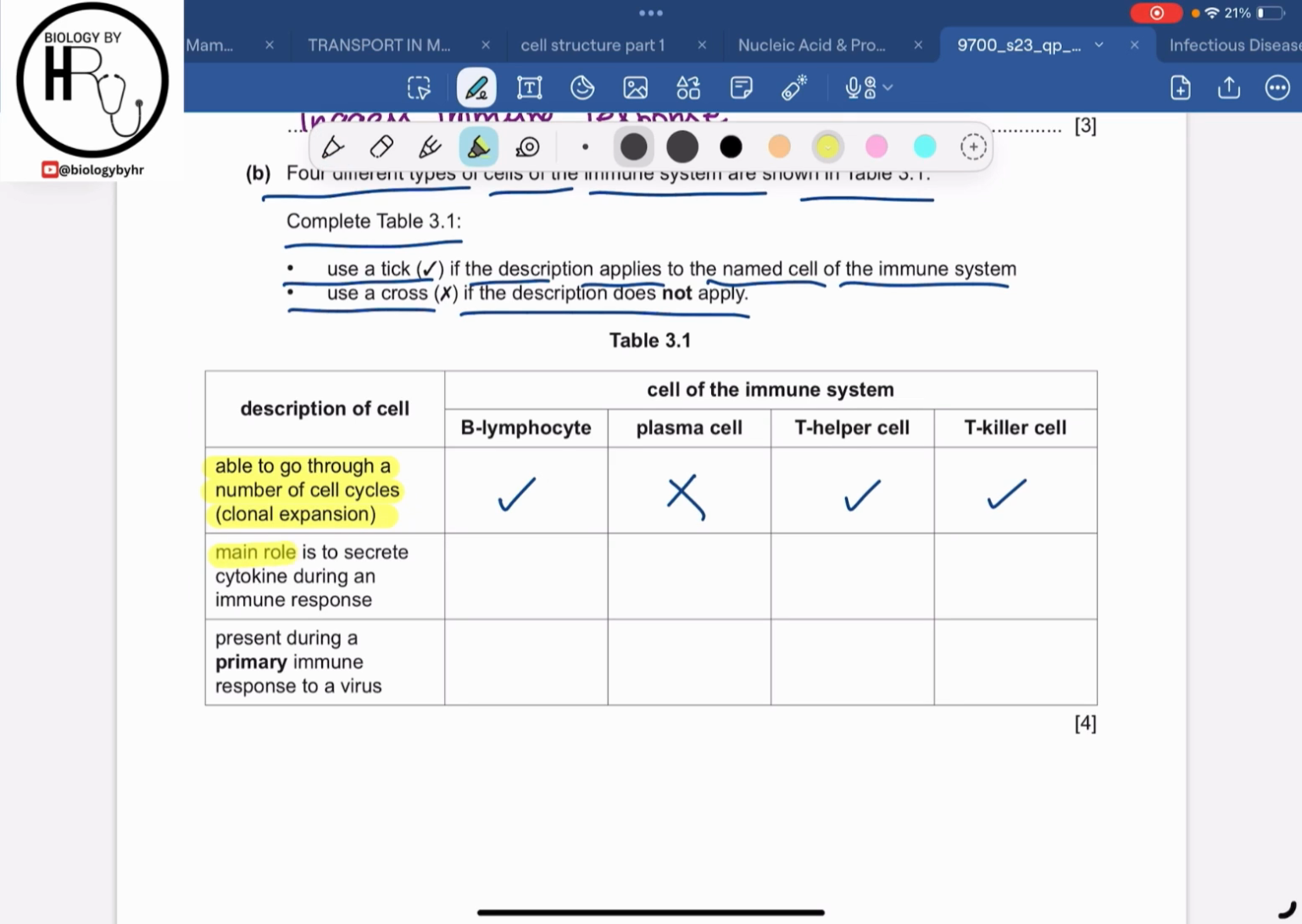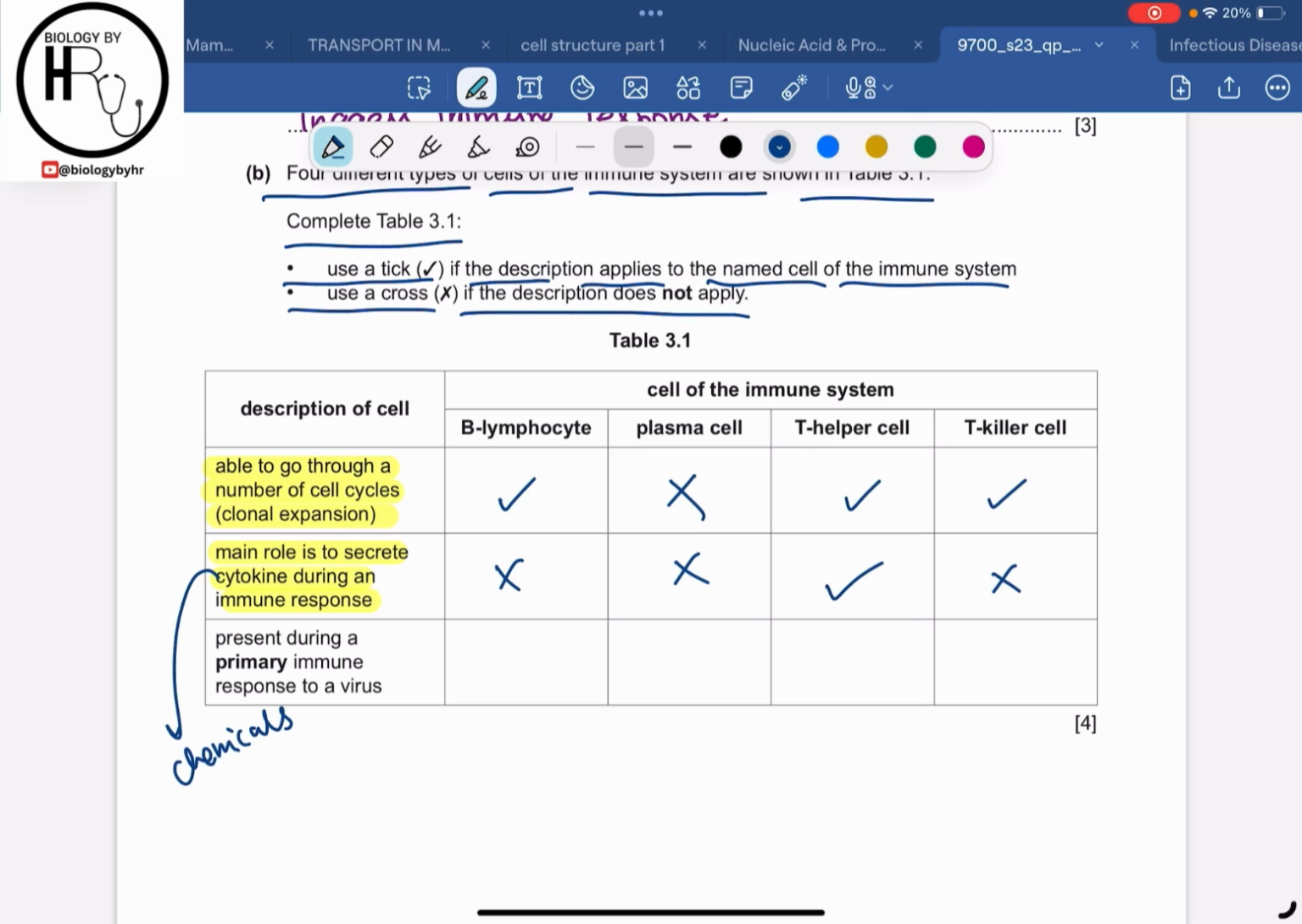Further, the main role is to secrete cytokines during the immune response. So what are cytokines? Cytokines are chemicals that are released by the T helper cells over here. And what do the cytokines actually do? They activate the other cells of the immune system, right? They activate, for example, the B cells and the T killer cells, by releasing the chemical which is known as the cytokine.